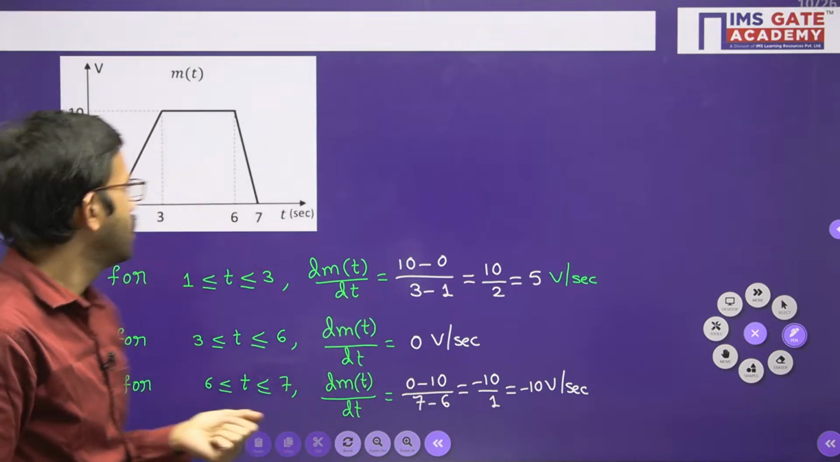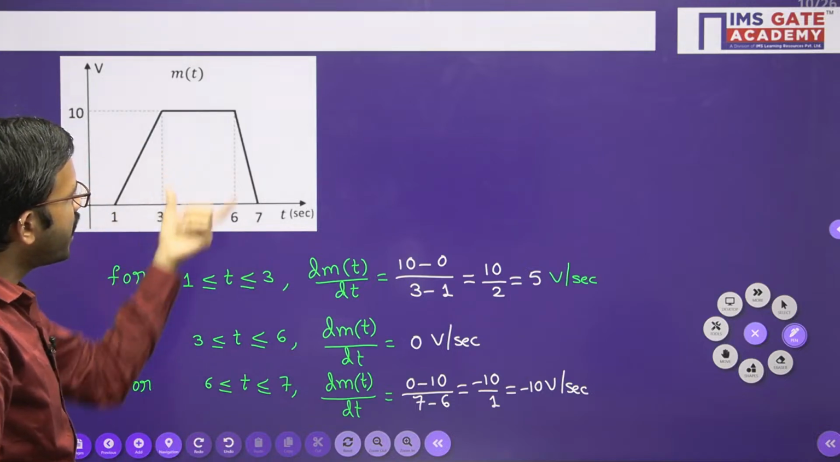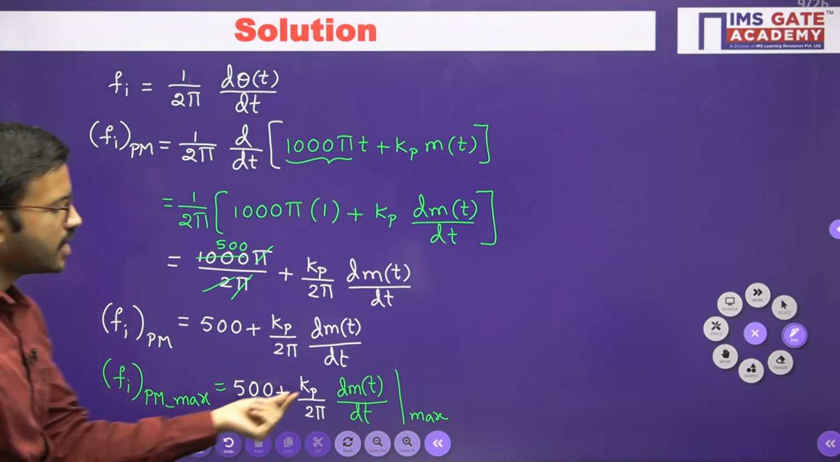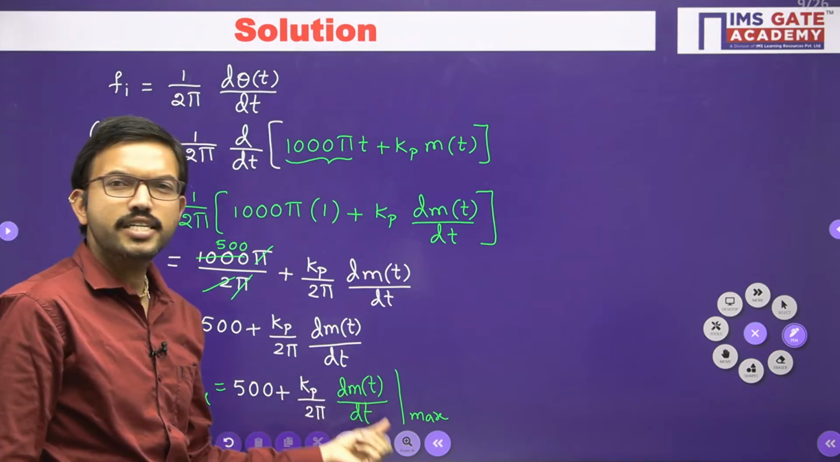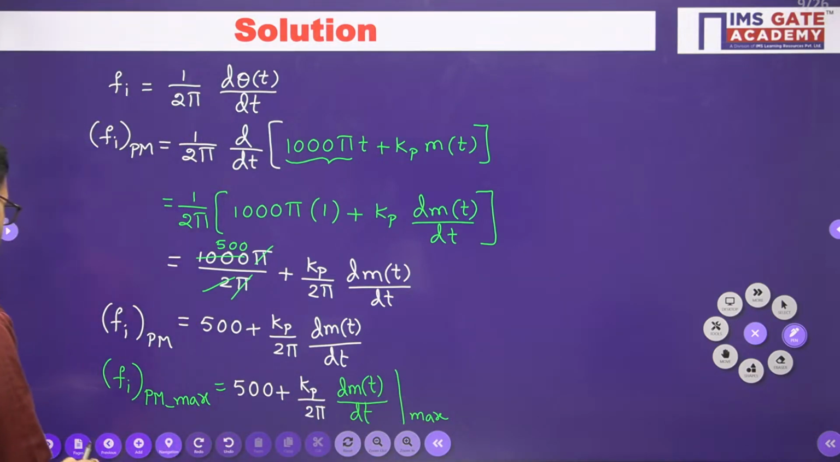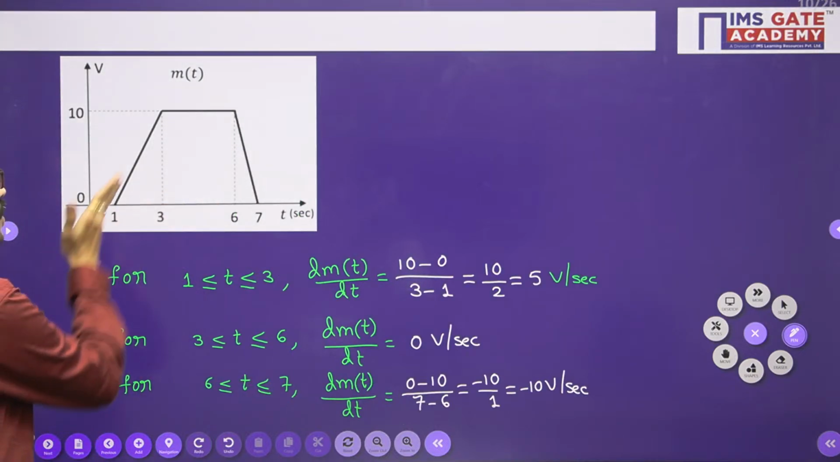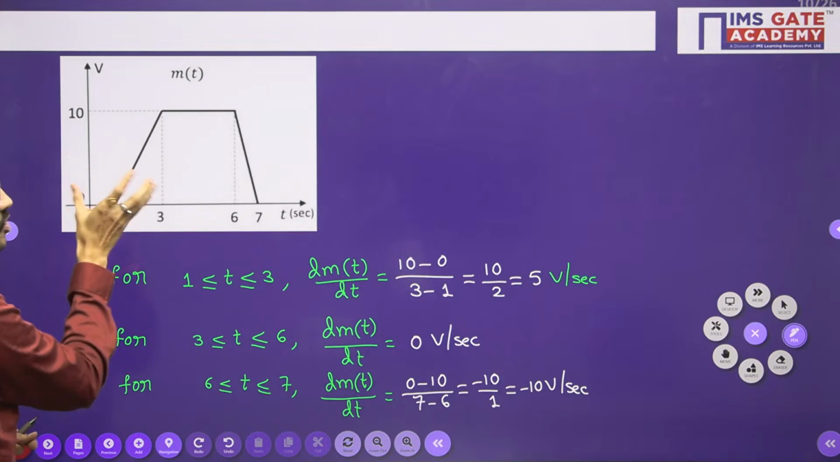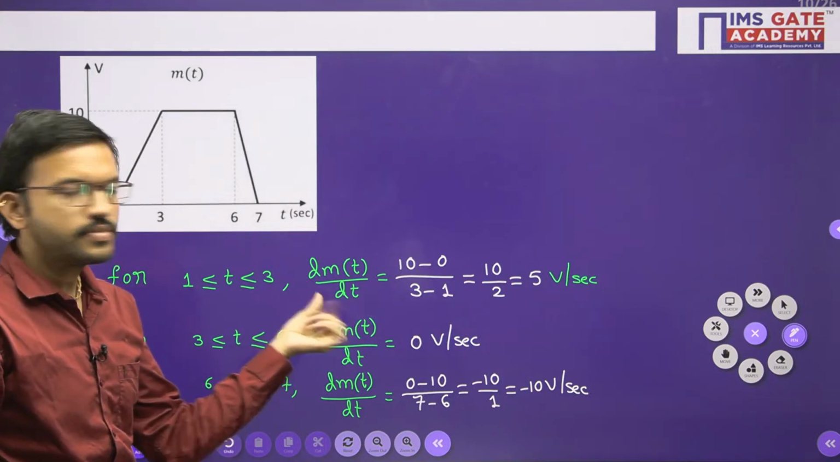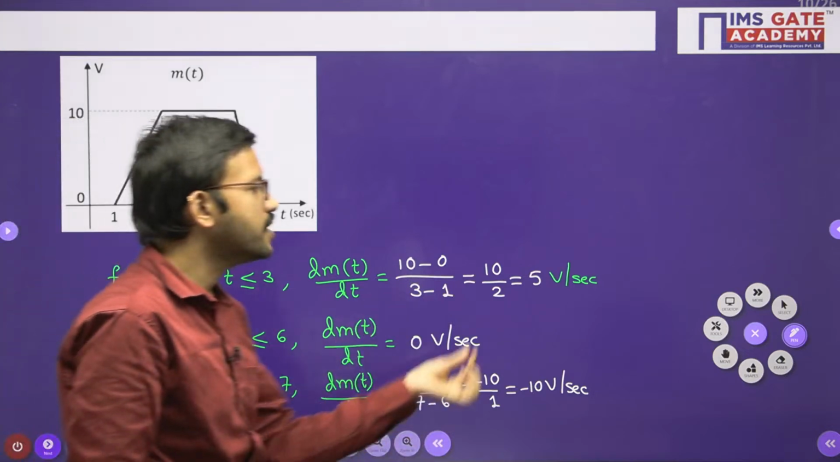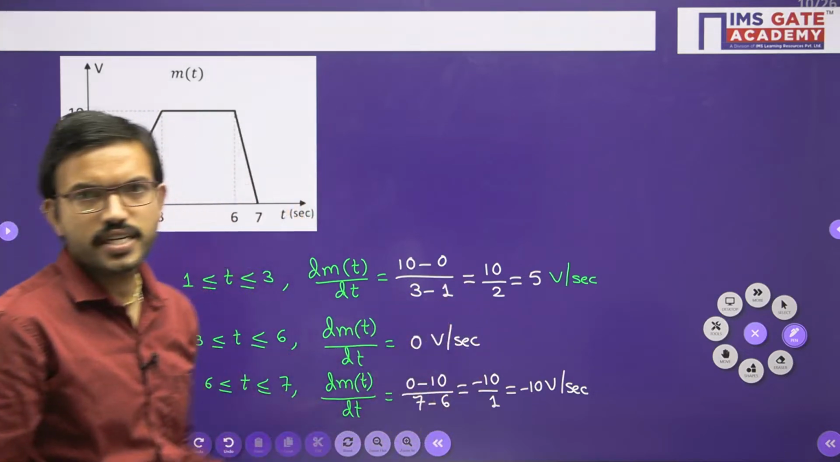slope. But just by observing this waveform, since our requirement is dm of t by dt should be maximum, you can easily understand whenever the function is linearly increasing, obviously there you will get maximum slope. So you don't need to calculate these two. But for understanding purpose, I have solved in each and every interval.